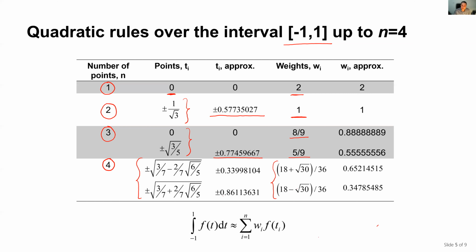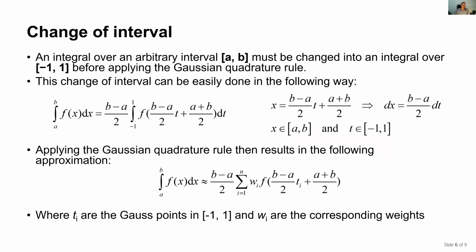The sum of the weights is always 2 in these cases, as you can see here. This is 1 point with 2. This is 2 points with 1 each, etc. So the values of the weight will sum to 2. So this is what we need for up to 4 points. These are the values that we need to use to calculate an integral.